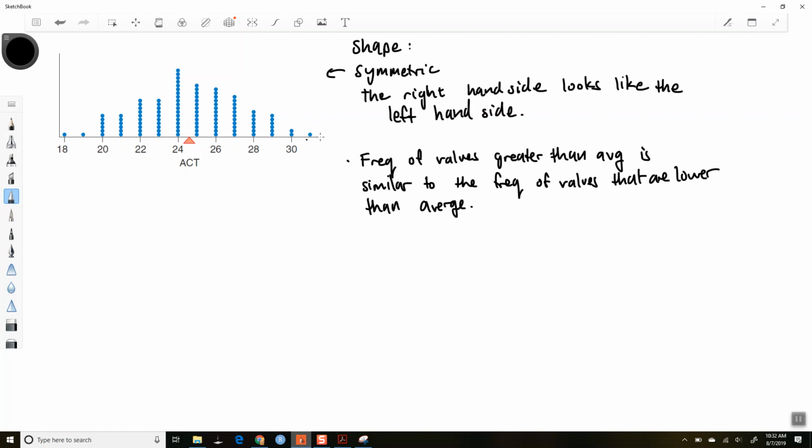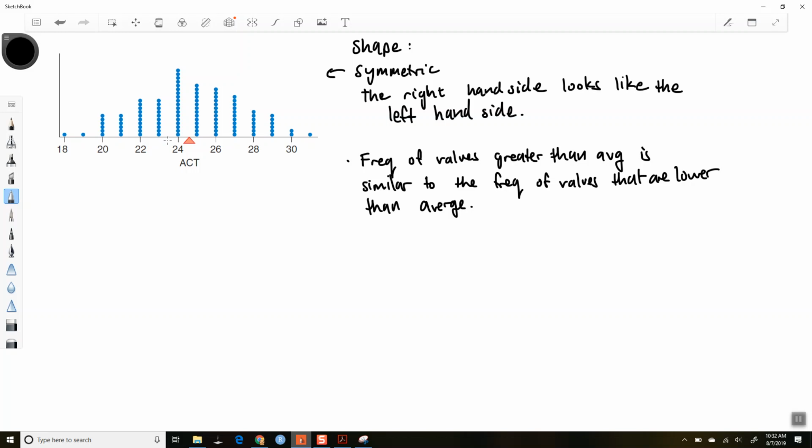Okay, and so this person who scored a 31 on the ACT is much higher than average. And similarly, if we go in the opposite direction and ask who scored much lower than average, right? If we say the average is something like 24.5, 31 is what? 6.5 points greater than average. Okay, if we ask who's 6.5 points lower than average? So 24.5 minus 6.5 takes us down to 18.